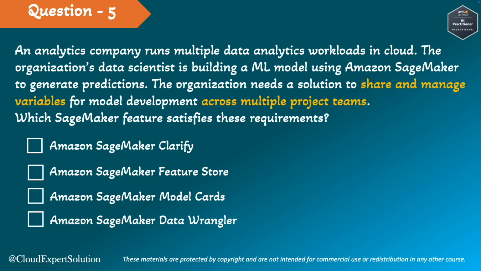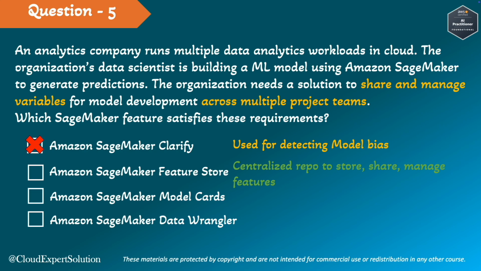To start with, Amazon Clarify. Amazon Clarify is used for detecting bias and explaining model predictions. It is not designed for sharing and managing features across multiple teams. Hence, this is not the correct answer. Next, Amazon SageMaker Feature Store. The Feature Store is a centralized repository for storing, sharing, and managing features or variables used in machine learning models. It allows multiple teams to access and collaborate on the same set of features, ensuring consistency and efficiency in model development.